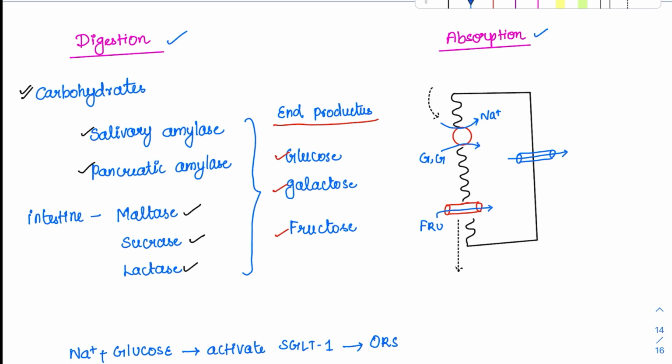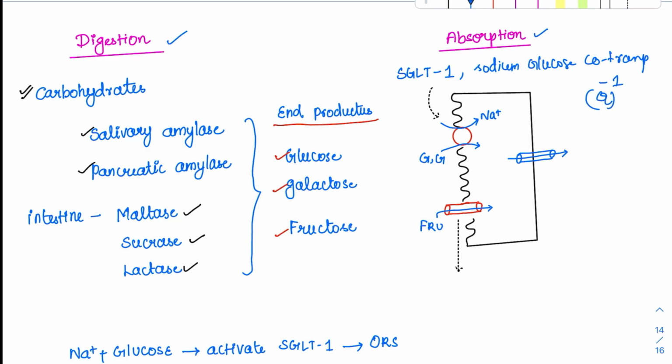Coming to glucose and galactose, they go through one same transporter, which is nothing but our SGLT. What is this transporter? It is the sodium glucose co-transporter, and the type here is type 1. It is transporting both sodium and glucose, that's why it is called a sodium glucose co-transporter, and the type is 1. This is an important MCQ.